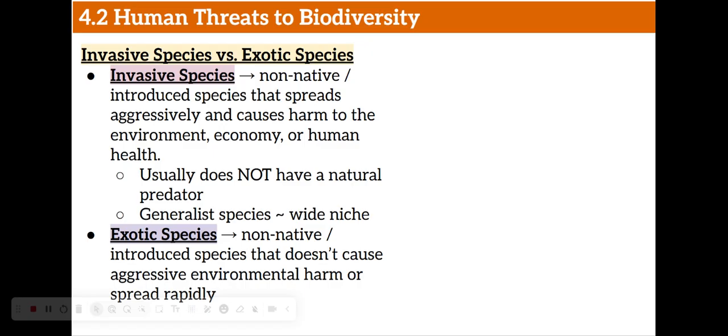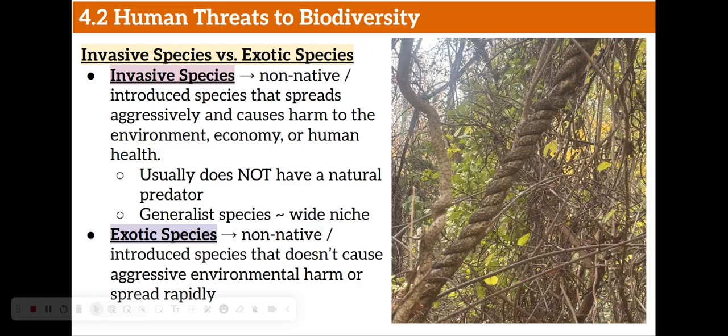So we know about the predator-prey dynamic. We know that predators help control the population of prey and vice versa. But when you're an invasive species and you're introduced to an area through a variety of ways, you might not have a natural predator to control your population. So this is actually a photo I took in a local park near my house. This is an invasive species of vines, and you can see them twisting around here.